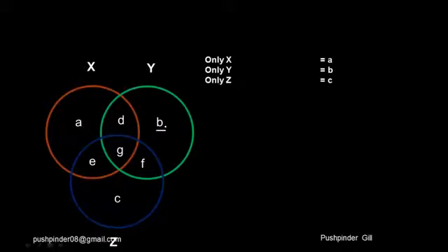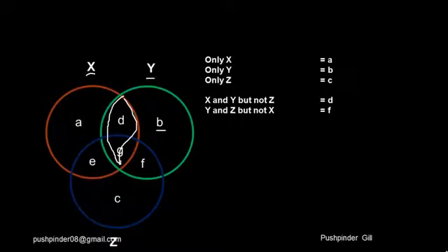Then if you have to calculate how many people like product X and product Y, that would be this area, D plus G. But if I ask you product X and product Y but not product Z, that would be just this area D, because G contains product Z as well. Similarly, Y and Z but not X would be F. Similarly, X and Z but not Y would be E. So this is the way it is.